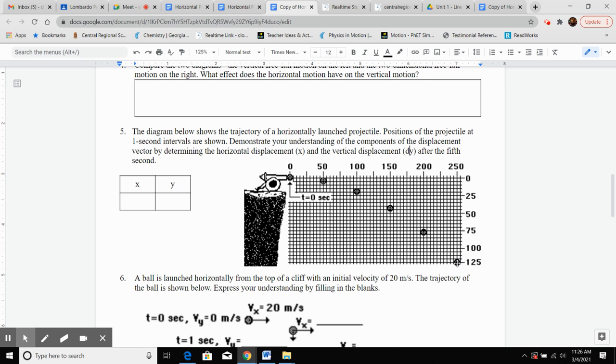From where the cannonball is at this second, if I wanted to know how far to the right it went, what set am I looking at? The numbers up top or the numbers on the side? Guys, up top. So find the cannonball, the center of that, and go straight up. And that is chilling right now at 250 meters.